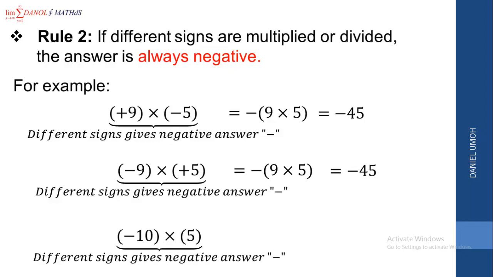Another example, minus 10 times 5. You can see different signs because we have minus 10 and we have 5. Remember, we told you that when we see 5 in mathematics, it means plus 5. So the answer will be minus 10 times 5. And that will give us minus 50. I hope you are with us. Okay, try not to be distracted.